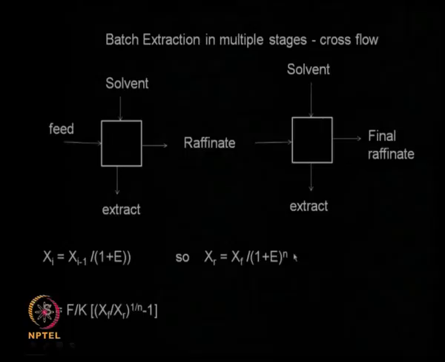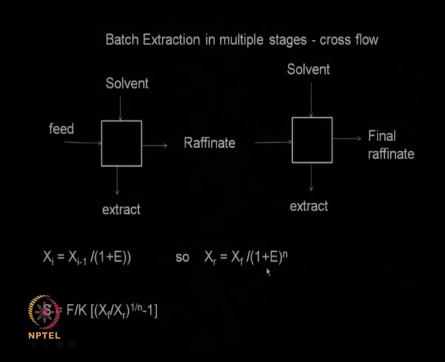So if I give you n stages and the value of K, the amount of solvent you are taking, and the amount of feed, you can calculate what will be the final concentration of the solute in the raffinate after n stages. Or conversely we can do it the other way: if I want an extraction efficiency of say 90%, how many stages do I require? So I can do that sort of calculation. We can do both types of calculation, understand.